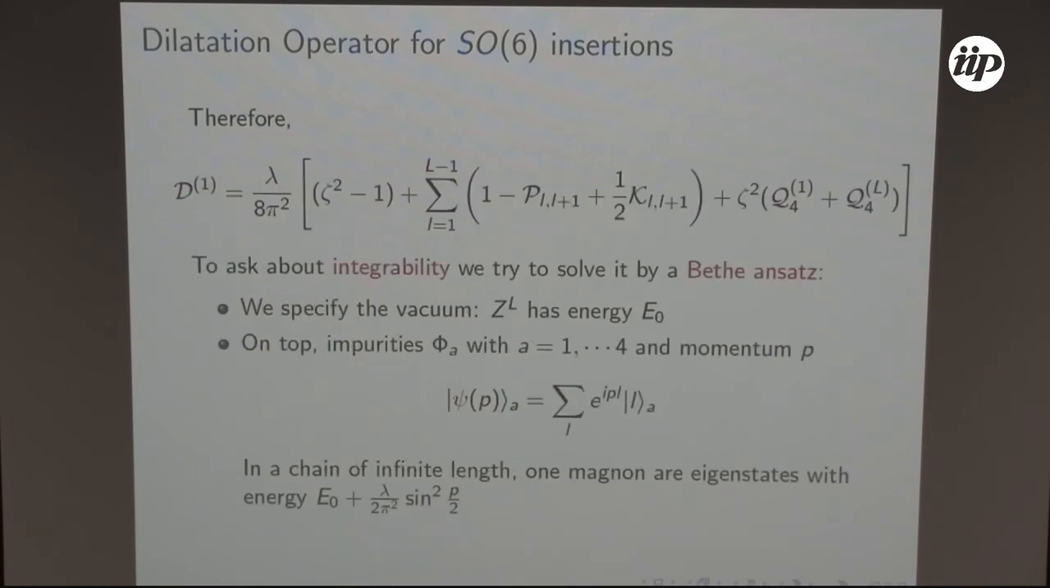Okay, so this is the dilatation operator we obtain. We got this constant term, the usual SO(6) bulk spin chain Hamiltonian, and these boundary terms that are non-vanishing only when you have this flavor φ4 in the outermost fields of the chain.